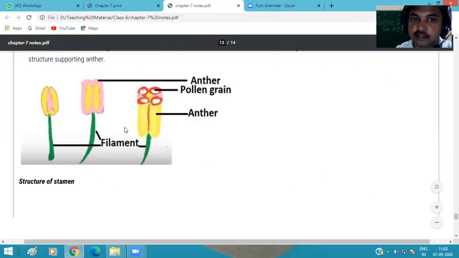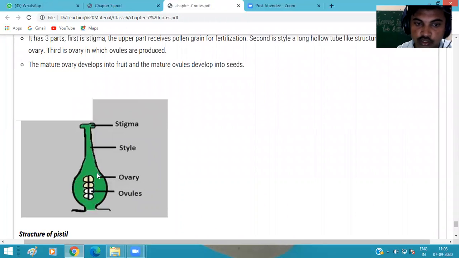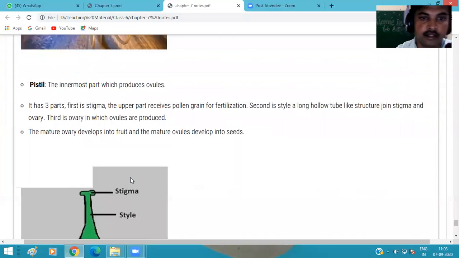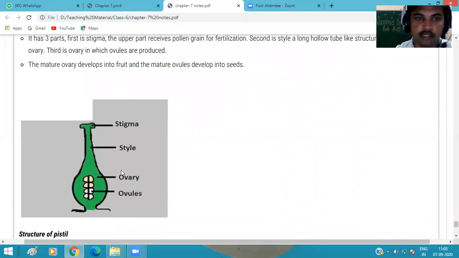So the anther has four chambers. It is a sac-like structure. It has four chambers, 1, 2, 3, 4, and small granules are present in it. These produced by the anther are called pollen grains. And in the female ovary, some small granules are produced. These small granules are called ovules, and in the anther, these are called pollen grains. Okay, these are male granules or male particles, and these are female particles.